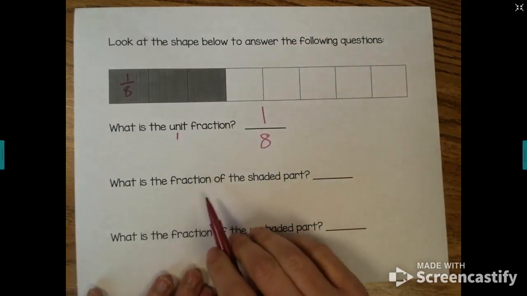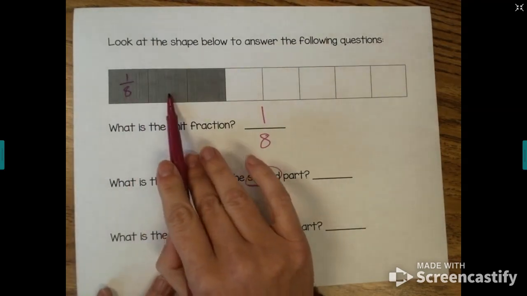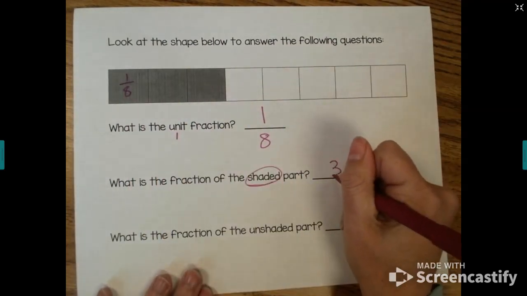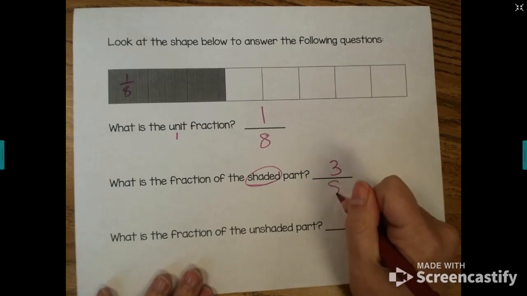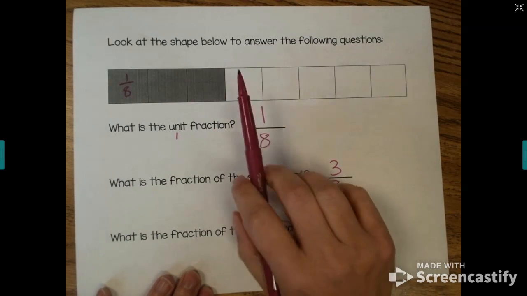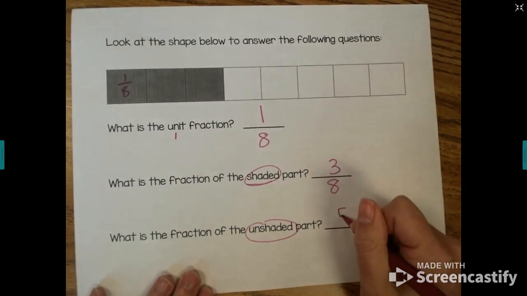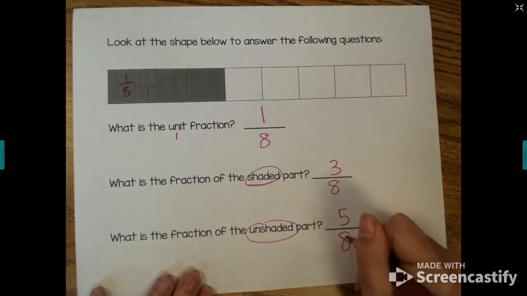What is the fraction of the shaded part? Well, there's 1, 2, 3 parts that are shaded out of how many? 8. And what is the fraction of the unshaded? 1, 2, 3, 4, 5. How many total parts are there? 8.